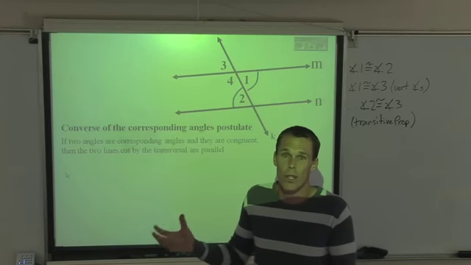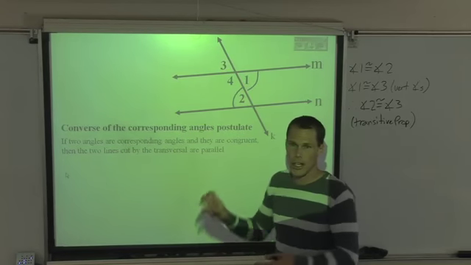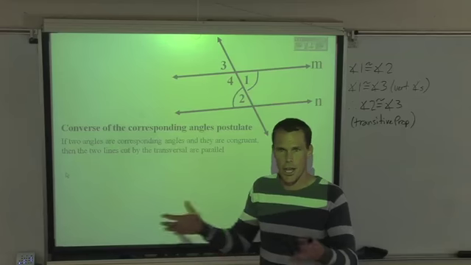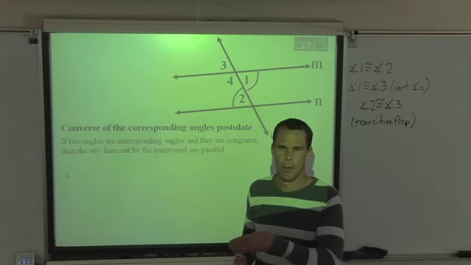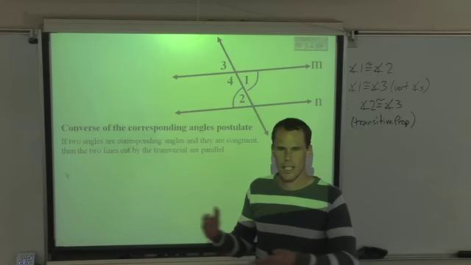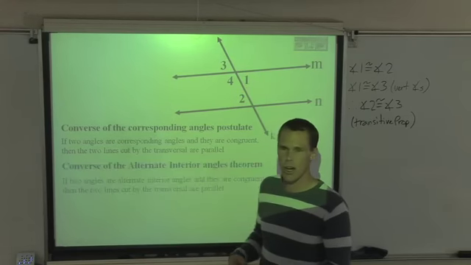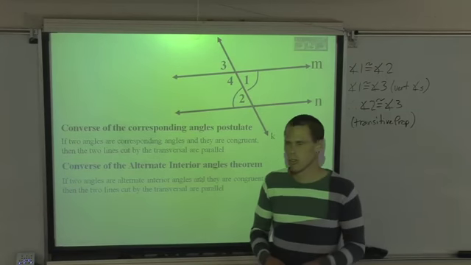So why go through all this? How about let's make a statement. If alternate interior angles are congruent, then the lines are parallel. Well, we know that if the lines are parallel, alternate interior angles are congruent, so this just sounds like another converse. The converse of the alternate interior angle theorem is also true.